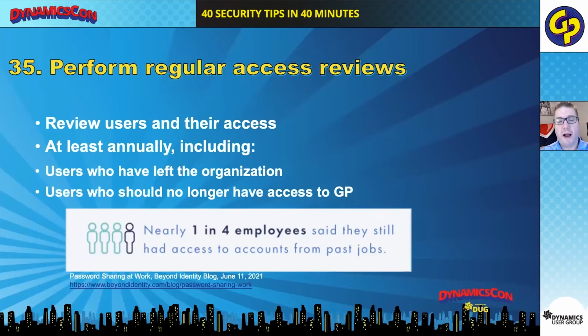35, perform regular access reviews. A study that came out last year said 1 in 4 employees say they still had access to accounts from past jobs. So part of an access review is you're going to look at users and the roles they have access to. You're going to confirm, are all of these the right users? Do they still work here? Should they still have access to GP? And then are these the roles that they should have access to? Should really be doing that at least annually.